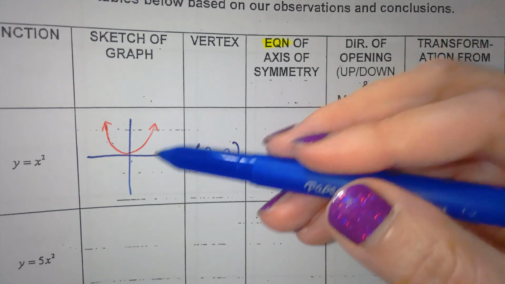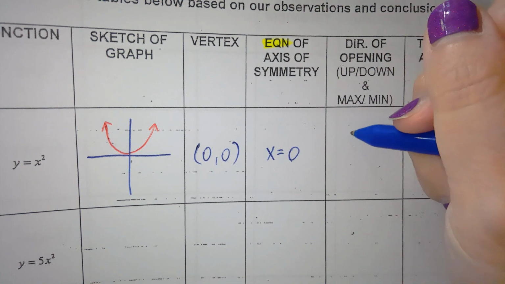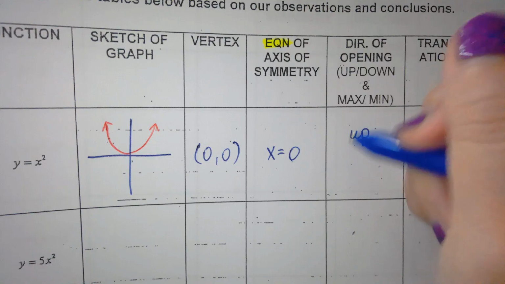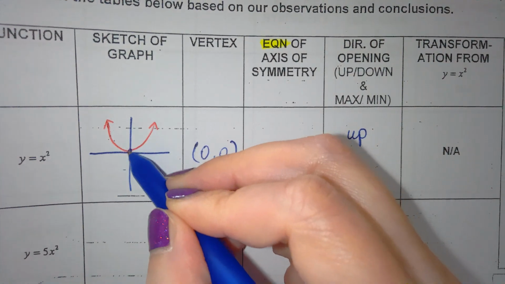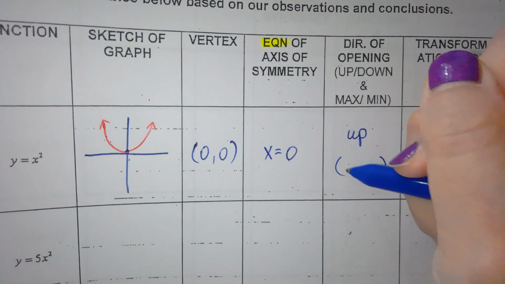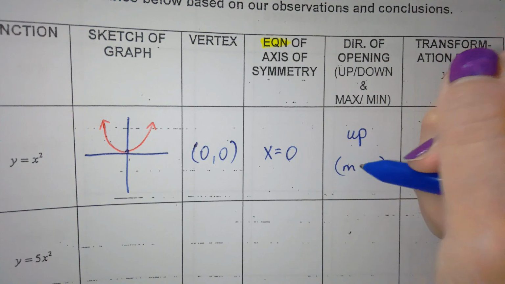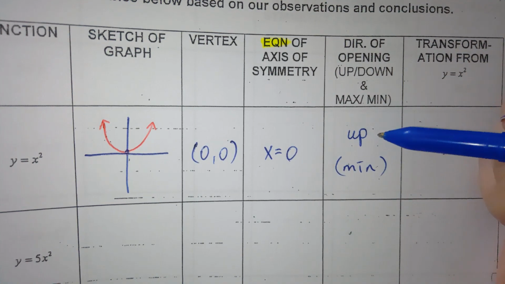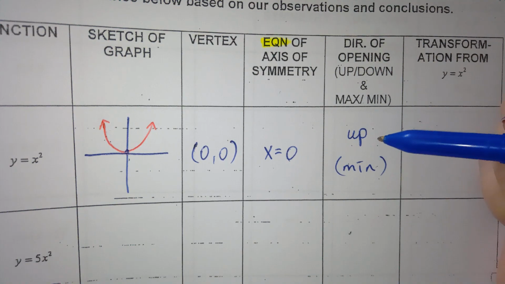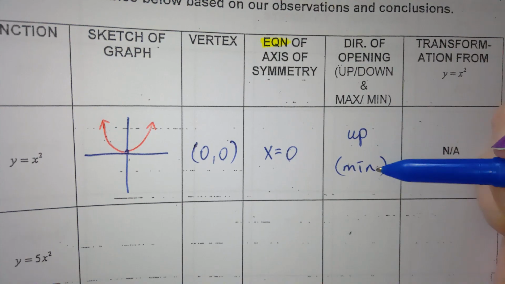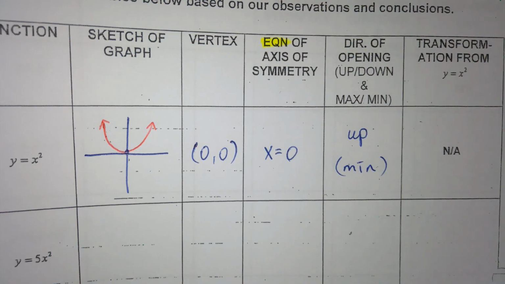Does this graph open up or open down? Up. And if it's up, is this point a maximum or minimum? Minimum. Can you have a graph that opens up with a maximum? No. Okay. Draw that for me. So if it's up, it has to be a min. If it's down, it has to be a max.